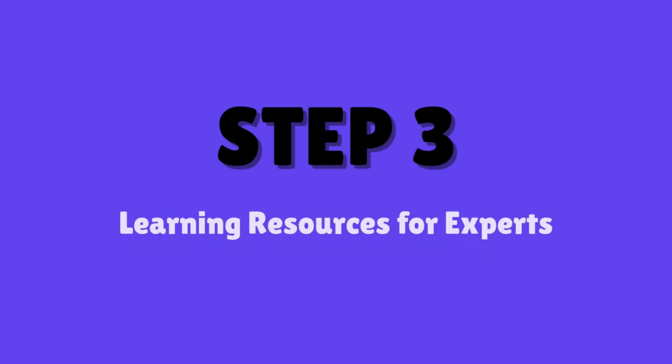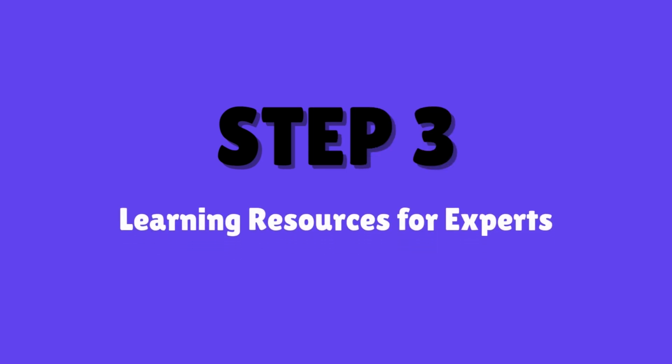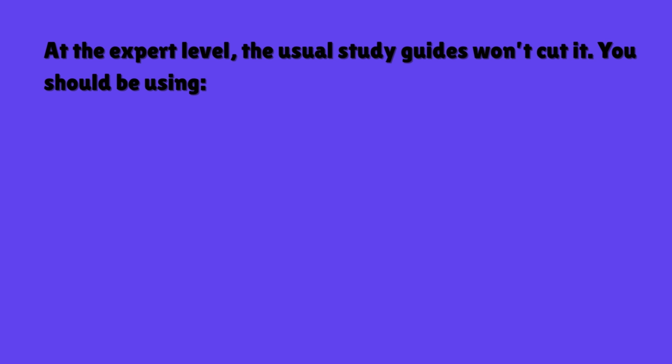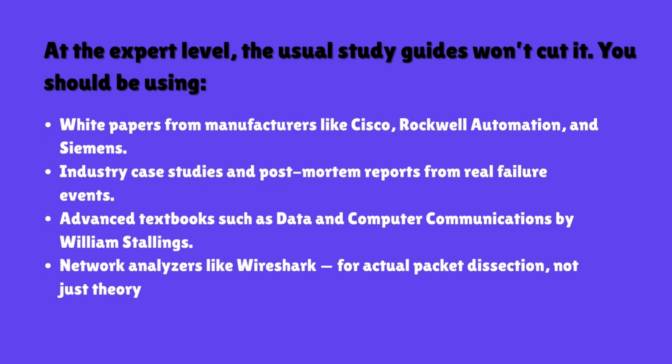Step 3: Learning resources for experts. At the expert level, the usual study guides won't cut it. You should be using white papers from manufacturers like Cisco, Rockwell Automation, and Siemens. Industry case studies and postmortem reports from real failure events. Advanced textbooks such as Data and Computer Communications by William Stallings. Network analyzers like Wireshark, for actual packet dissection, not just theory.